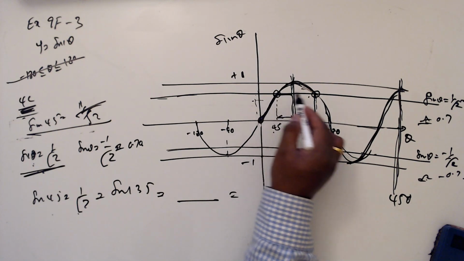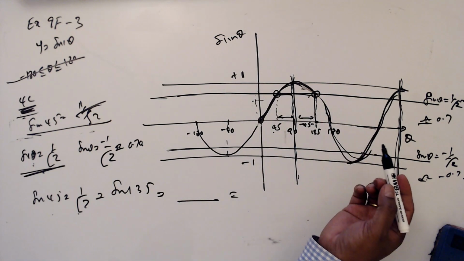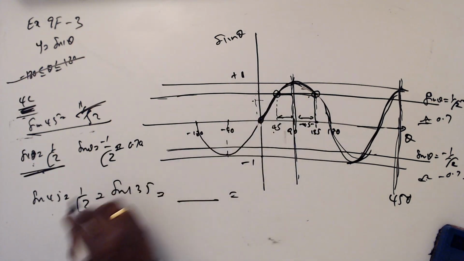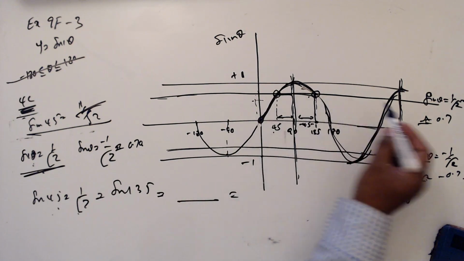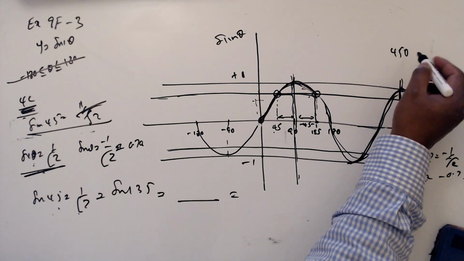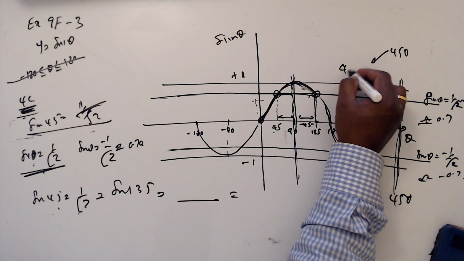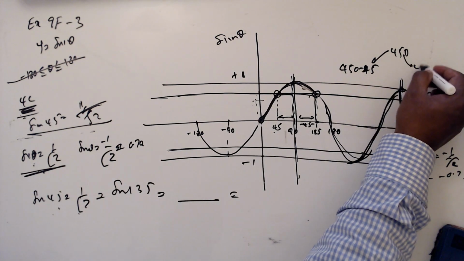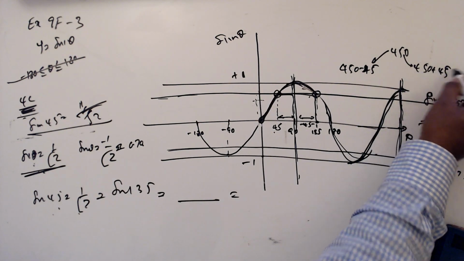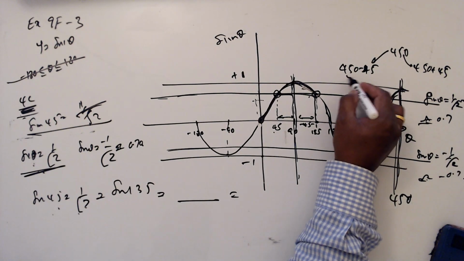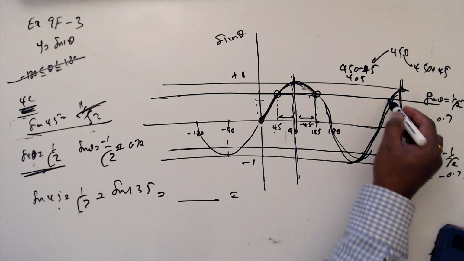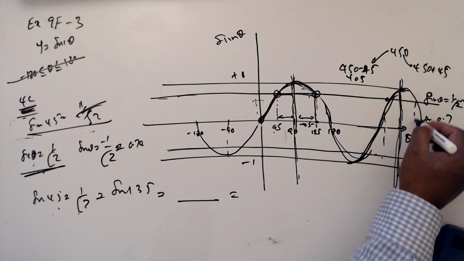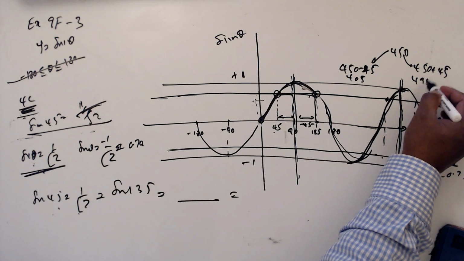One less than 45 and one more than 45. What is one less than 45? So sine 45 and one more than. Likewise, this is 450, and less than 450: 450 minus 45 and then 450 plus 45. So this is going to be 405. This point is 405. When you do this one, this point is going to be 495.